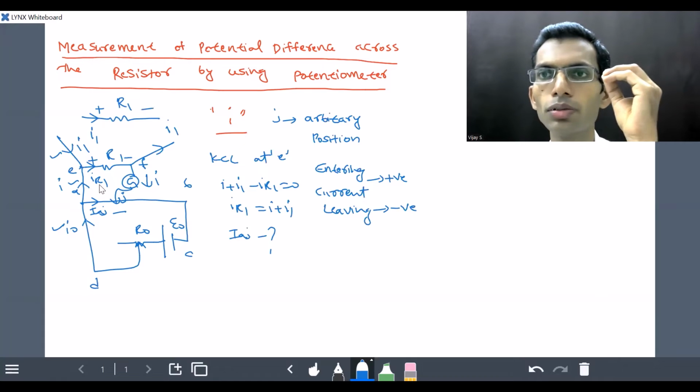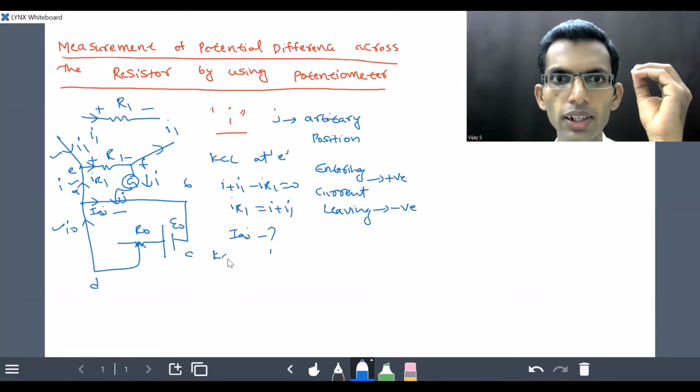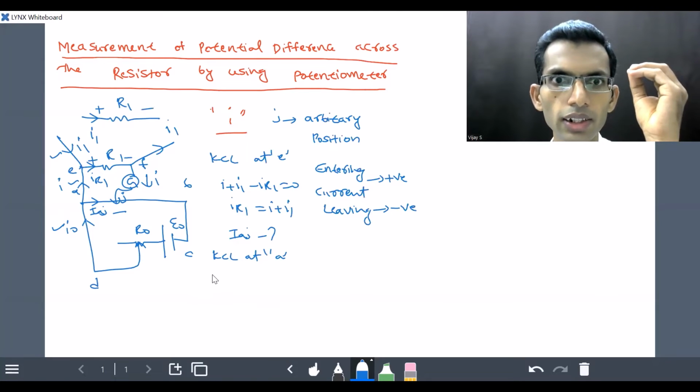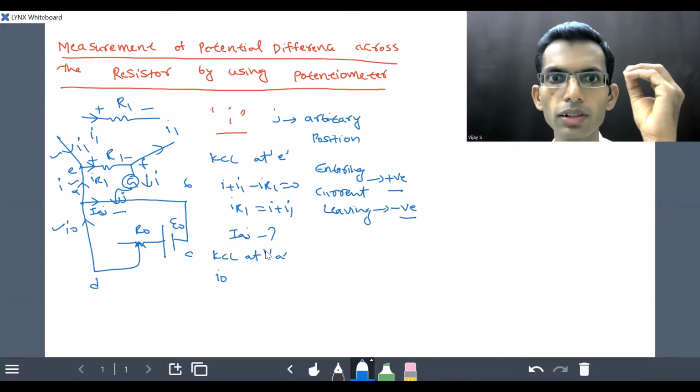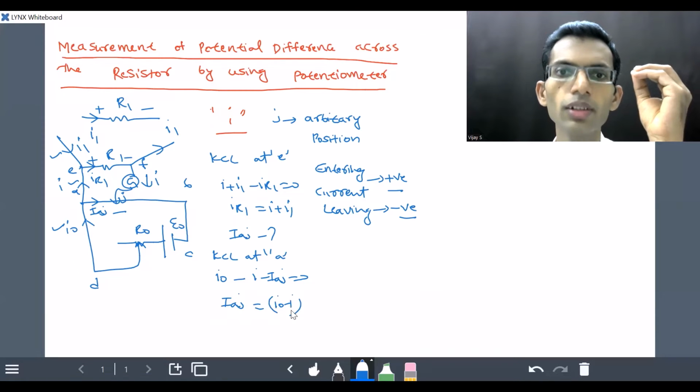For that, we need to apply KCL at junction A. I0 is the entering current, so that is going to be positive. I and IAJ are negative. Why are they negative? Because I and IAJ are leaving currents, and leaving currents are negative. So the algebraic sum of I0, I and IAJ must be 0 from KCL, and we get IAJ equal to I0 minus I.